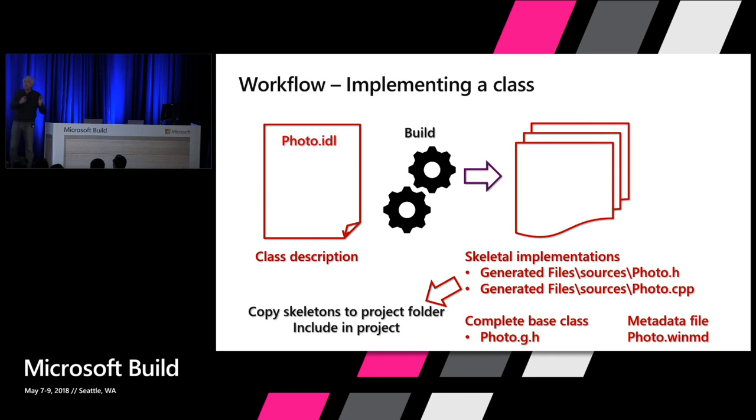Once you write this class description, we generate everything for you except the actual implementation of the functions. So if you say this class has 2 properties, a method, and 3 events, you have to provide the implementation of the bodies of those methods. All the boilerplate we do for you. So we will actually generate header, basically source files. We'll generate in a hidden folder.